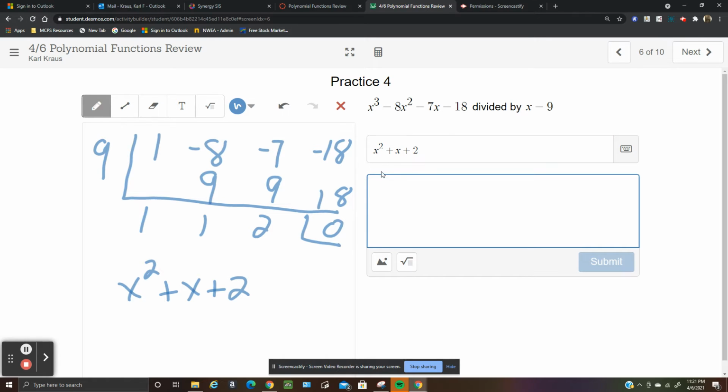And since I don't have a remainder, if I wanted to show the factored form, it doesn't ask for that, but it may on your progress check. So the factored form of this original polynomial expression is x minus 9 times x squared plus x plus 2.